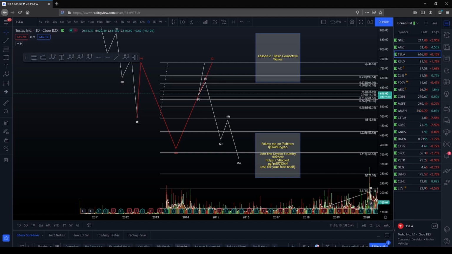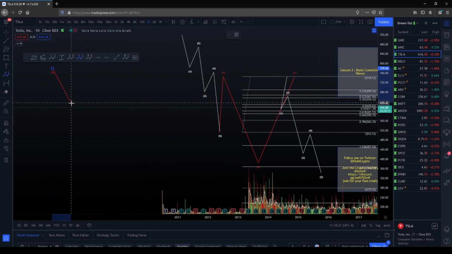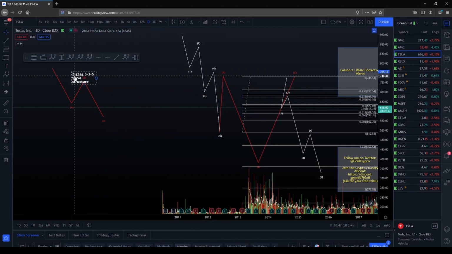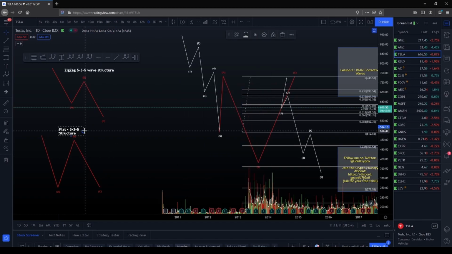Wave C must be an impulse or an ending diagonal. So I'm just gonna backtrack a bit here. Just a recap of what we learned. So here we have a zigzag, and that's a 5-3-5 wave structure. And from the rules we've seen so far, the flat is a 3-3-5 structure. So that's a big difference, as well as the length of B.